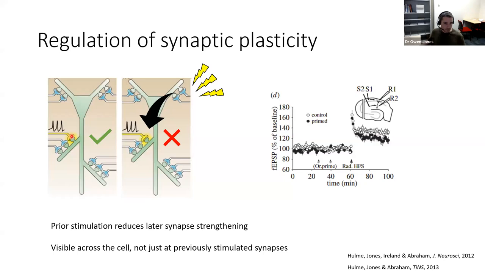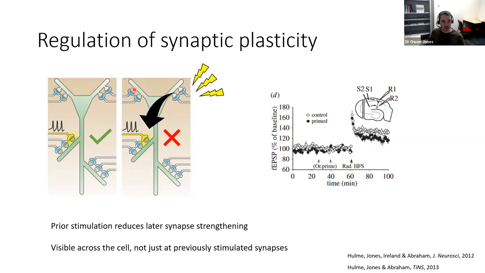However, some experiments in Cliff's lab had shown that if you were to first stimulate, let's say, these synapses on the other side of the cell, deliver electrical stimulation to these synapses, what then would happen is that when we went to try to strengthen these synapses on this side of the cell, they weren't so receptive to that stimulation. They could no longer strengthen to the same degree. So we call this priming stimulation. We call this the effect of priming stimulation on later synaptic plasticity. So prior stimulation delivered to one side of the cell was inhibiting plasticity on the other side of the cell.